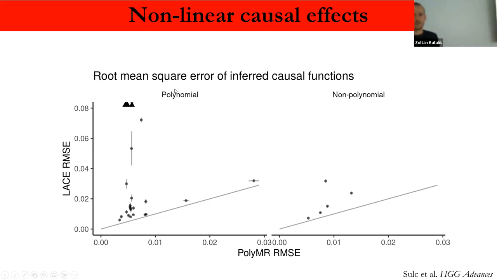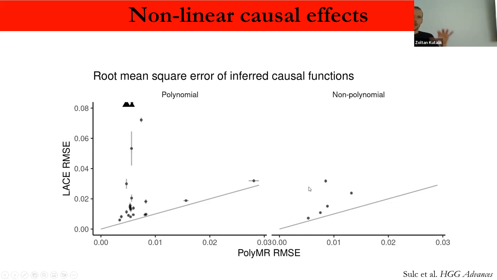As soon as we had a polynomial causal function, the LACE error is much, much larger, more than tenfold larger in some situations. So these are just truncated here. Even if there's a non-polynomial one, we still seem to perform better. Of course, I'm sure that there exists a function where LACE will perform better, but I didn't spend enough time to look at it. But we had still more than 50 different settings already.